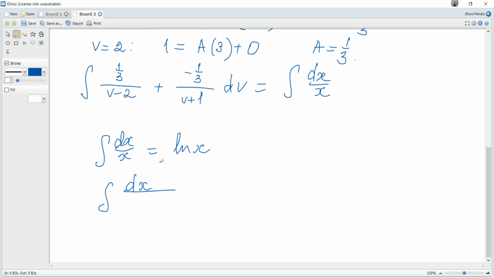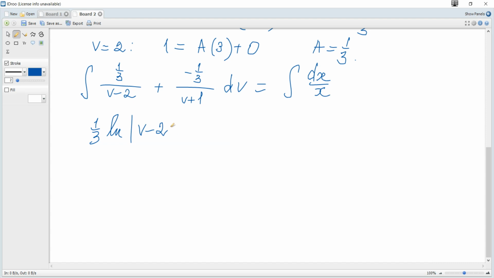So finally it becomes 1/3, it's a constant, and ln of the absolute value of v minus 2. A is 1, so it's 1 over 1. Plus negative 1/3, or minus 1/3, and also ln of the absolute value of v plus 1, is equal to, we can see that it's ln x, also the absolute value, and plus a constant.